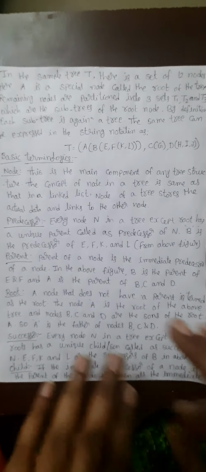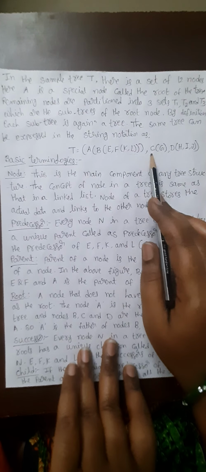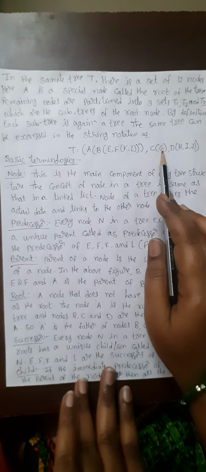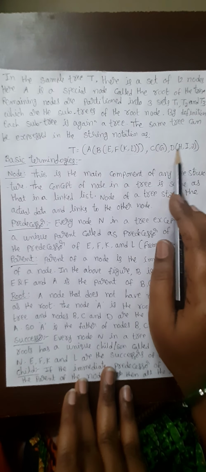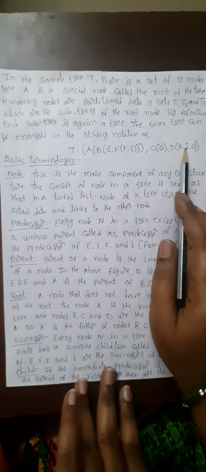And by definition, each subtree is again a tree, and the same tree can be expressed in this notation. How we can express it is: under this A, it contains the subtree B, and under this B, it contains E and F, and F contains K and L. This is one subtree under A, and another subtree is C, which contains G, and another subtree D contains H, I and J as nodes. Like this we can represent it.